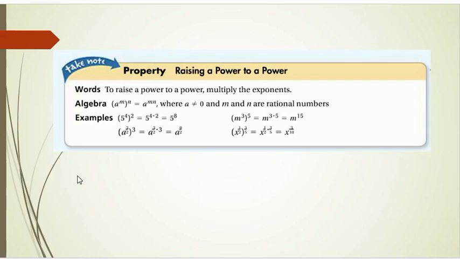And your same example with m to the 3rd raised to the 5th power, that means I have 3 times 5, which is 15. Or if I have x to the 1/2 raised to the 3/5 power, that means I have 1/2 times 3/5, which is x to the 3/10. So let's do an example.